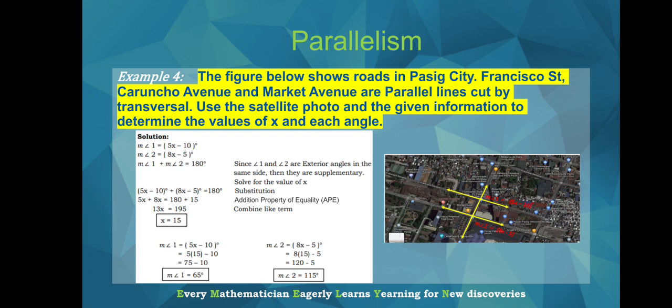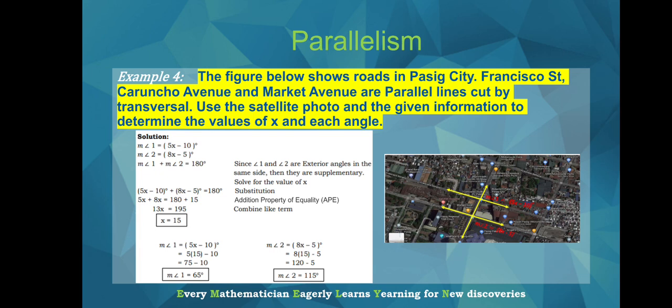Solution. Given: measure of angle 1 equals 5x minus 10 degrees, measure of angle 2 equals 8x minus 5 degrees. Measure of angle 1 plus measure of angle 2 is equal to 180 degrees, since angle 1 and angle 2 are exterior angles on the same side, so they are supplementary.